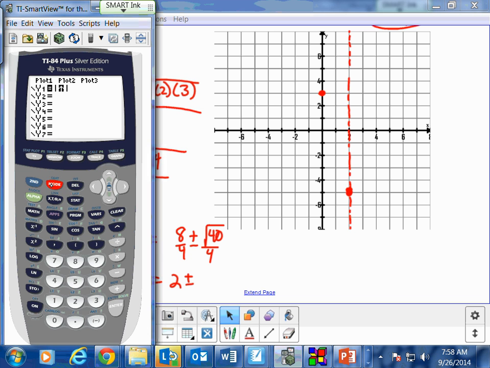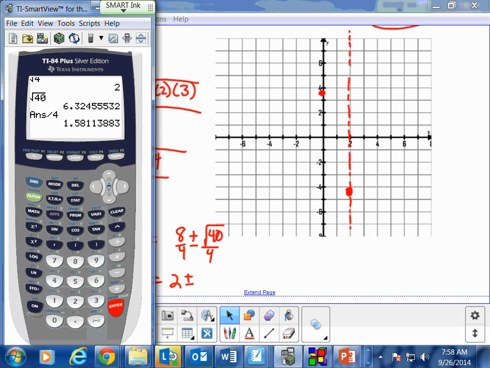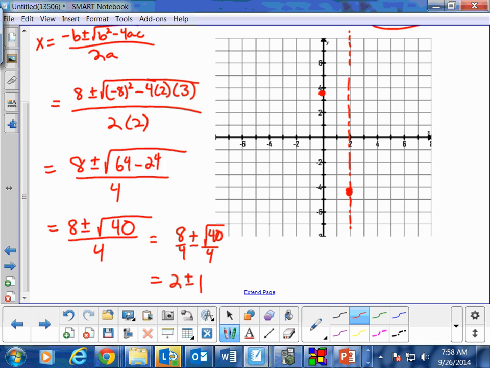Let's find out the square root of 40. Square root of 40 is 6.32, divided by 4, and I have 1.58. So this is plus or minus 1.58. So what does it mean?